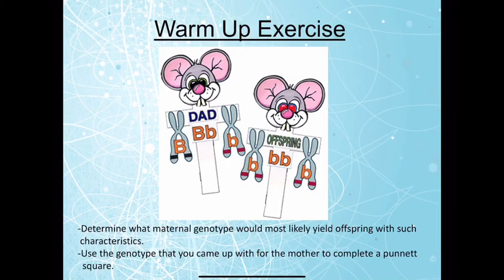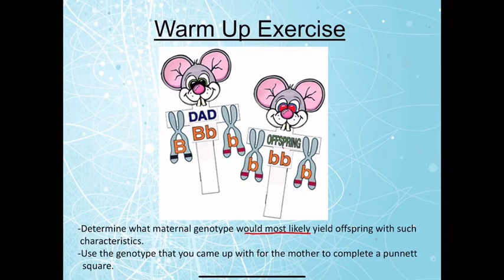Good morning, science friends. Let's start today with just this little warm-up. I'm not sure if this is in your notes packet or not. I believe it probably is. But let's look at these two guys. This is just a review from Punnett Squares that we've been working on. Determine what maternal genotype would most likely yield the offspring with such characteristics.